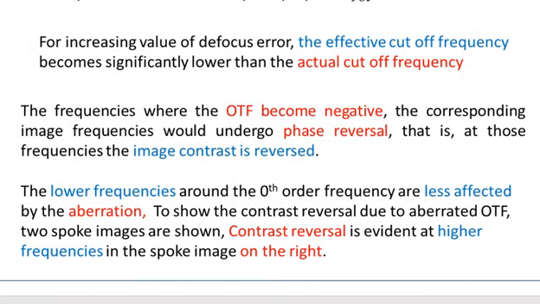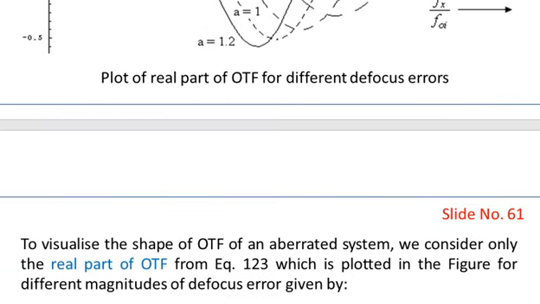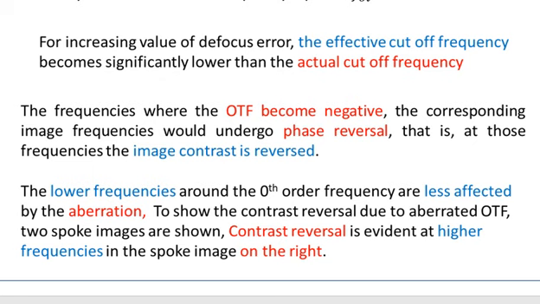The frequencies where the OTF becomes negative, the corresponding image frequencies would undergo phase reversal. That is, at those frequencies, the image contrast is reversed. So you see that at the points where our transfer function becomes negative, corresponding to these spatial frequencies in the image, contrast reversal is noticed.